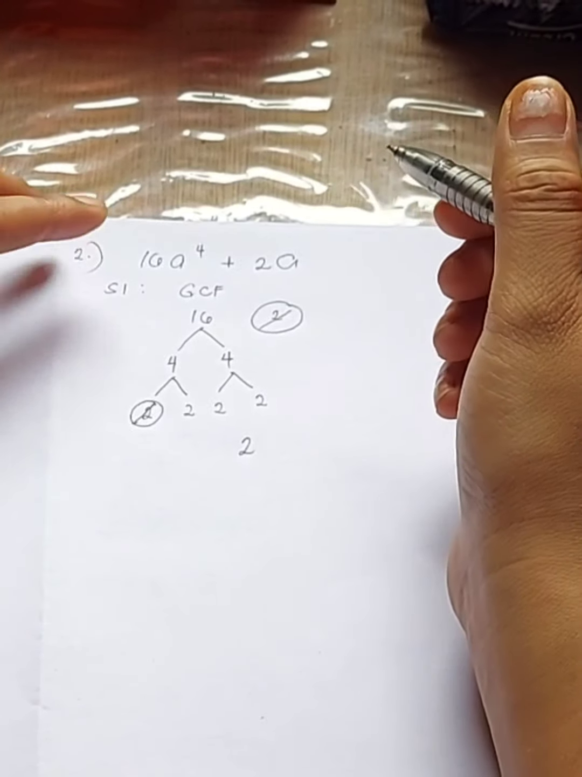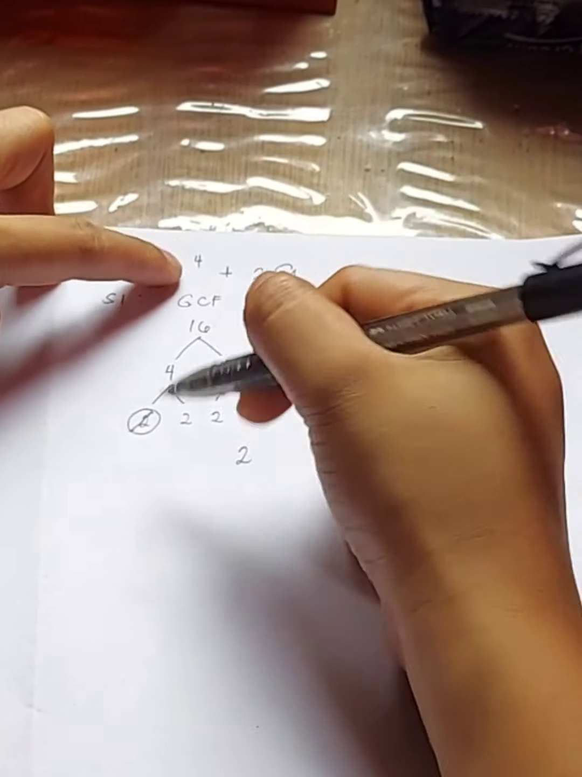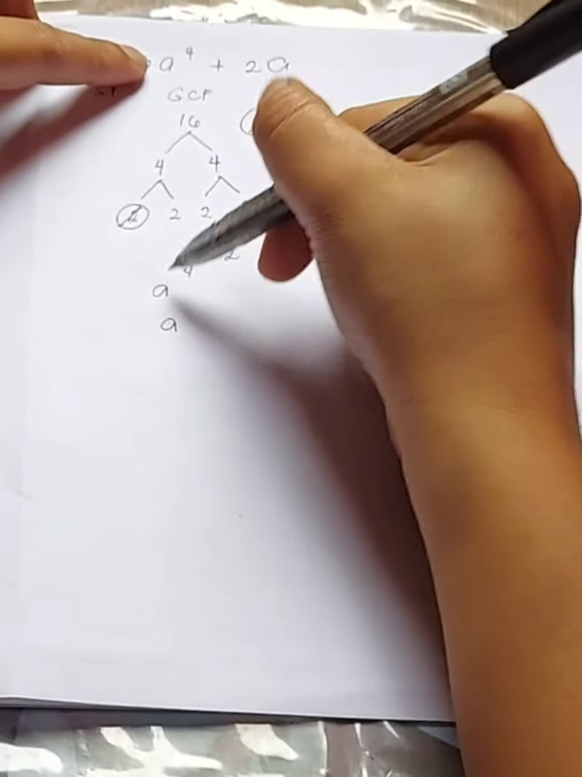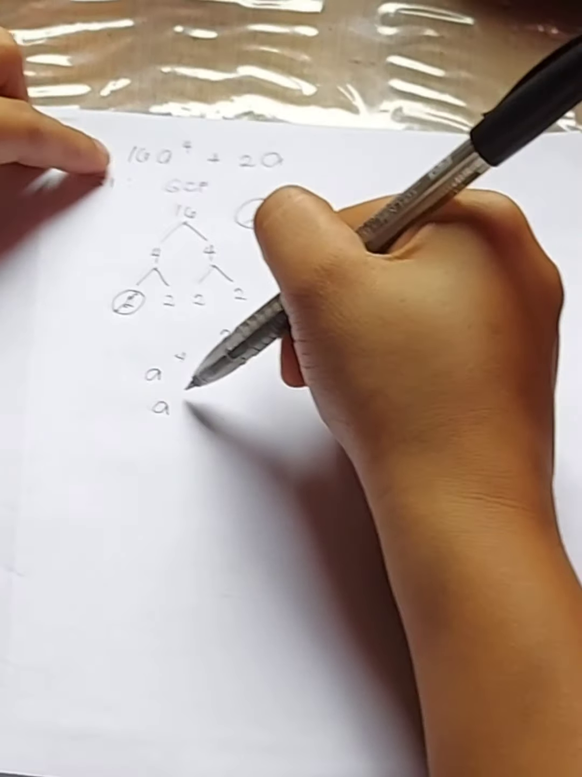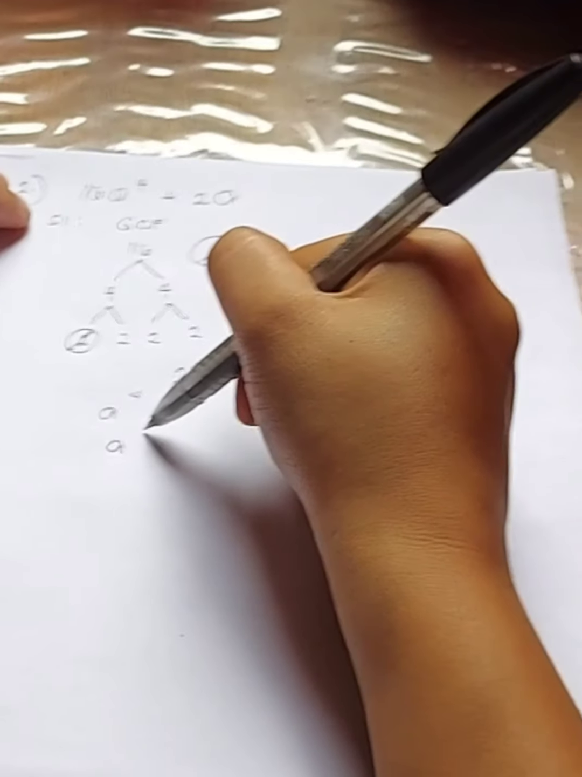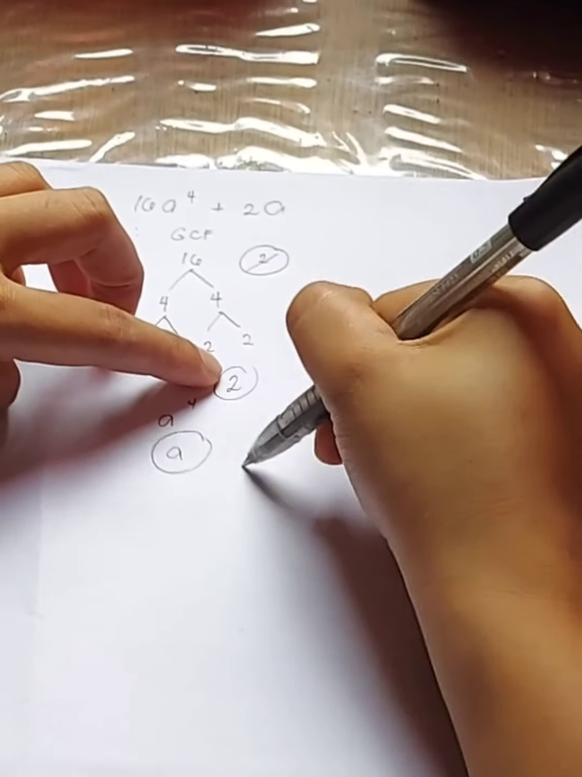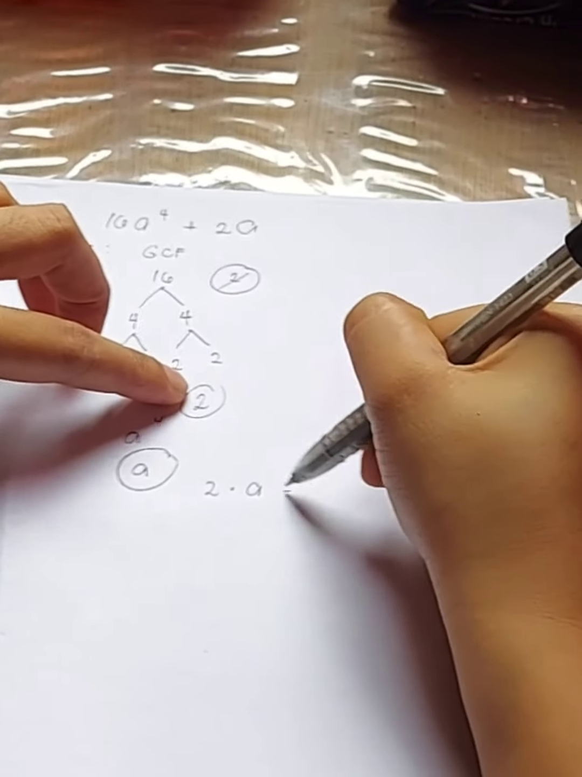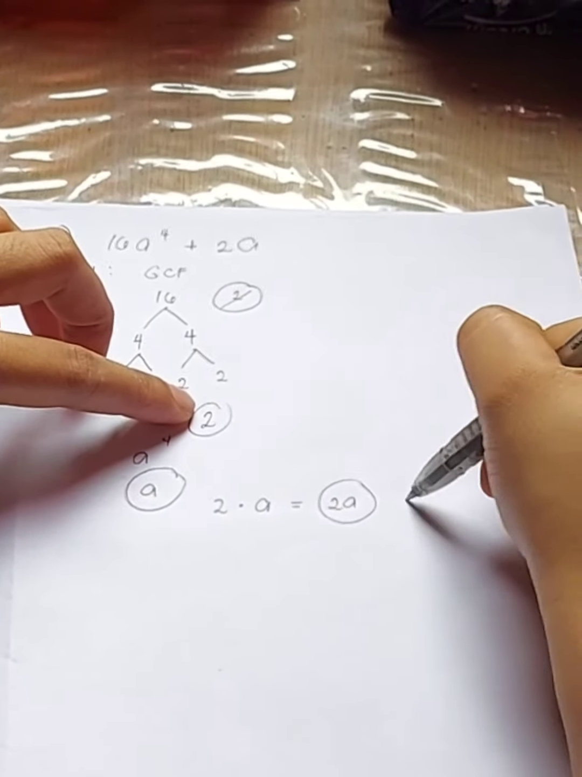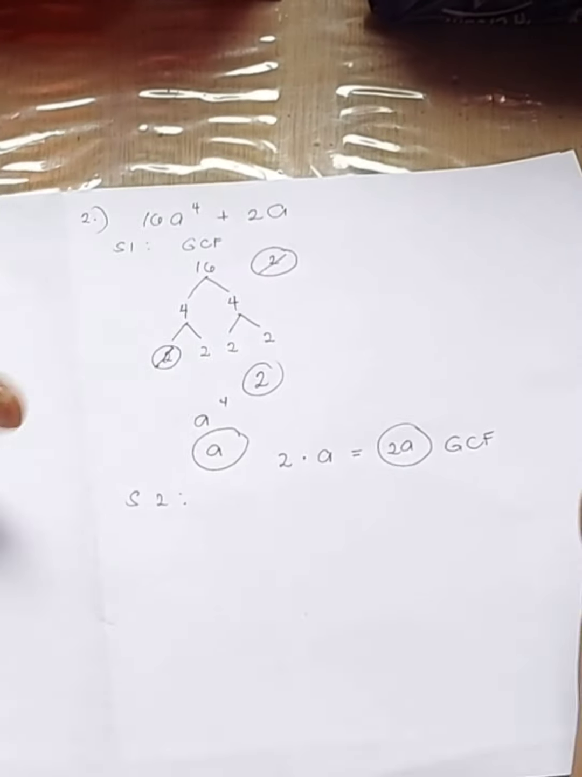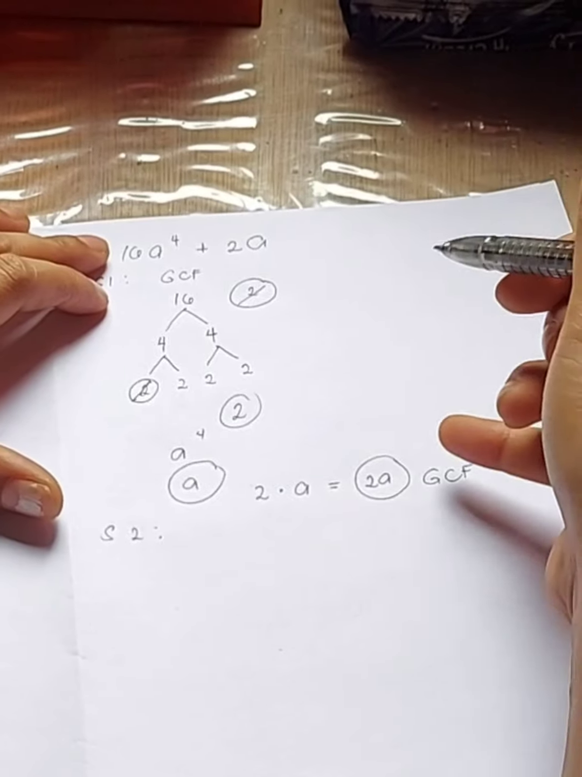Then after that, let's proceed to the literal coefficient. A raised to 4 and a. They have the same variable and the smallest exponent is 1. So this is the common factor. Multiply 2 times a. The GCF is 2a. Step 2. Divide each term by the GCF.